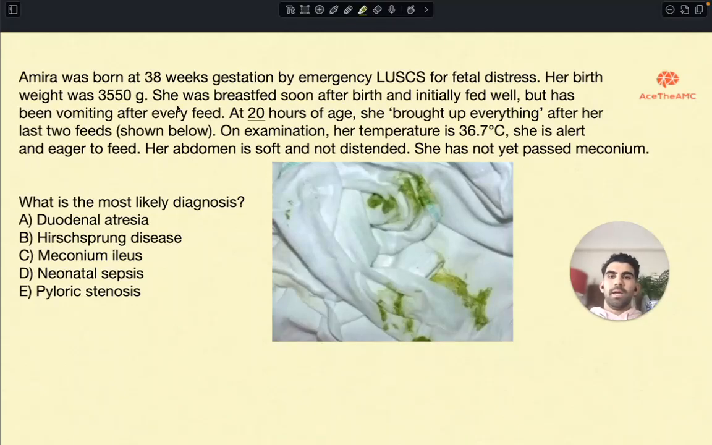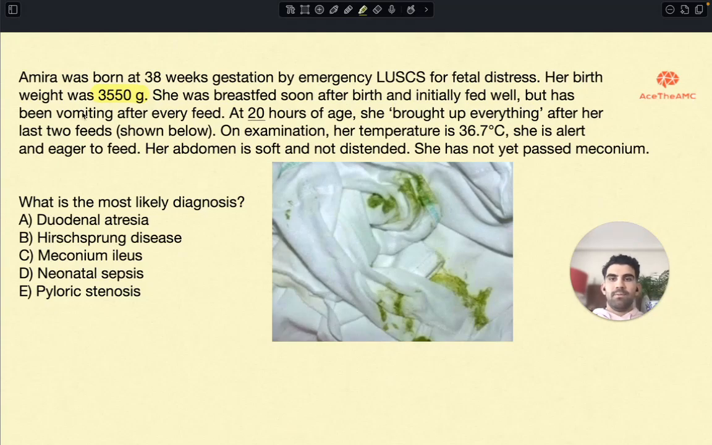Got a very common AMC style pediatric abdominal question here. So before we get into it, read the question and then I'll go through some important points and go through the answer options. So you can see that this child was born for fetal distress. Birth weight was 3,550 grams, which is normal. Normal birth weight is around 2.5 kilos to 4 kilos.